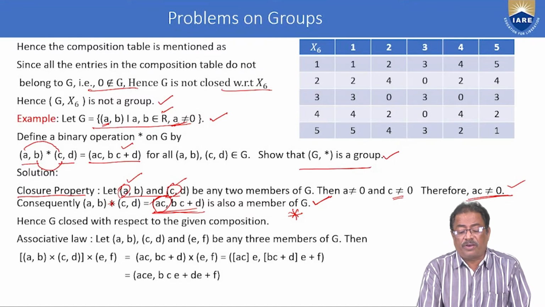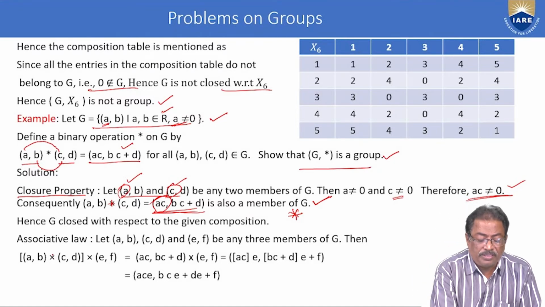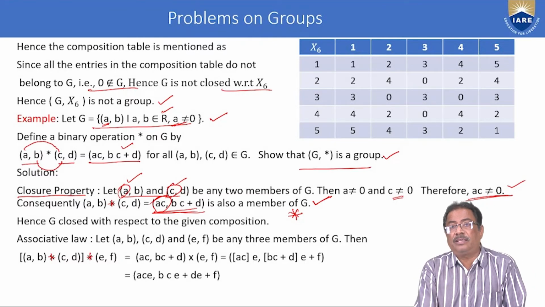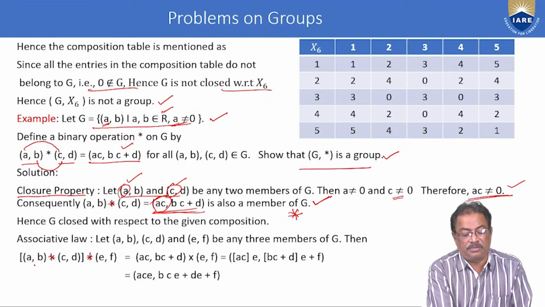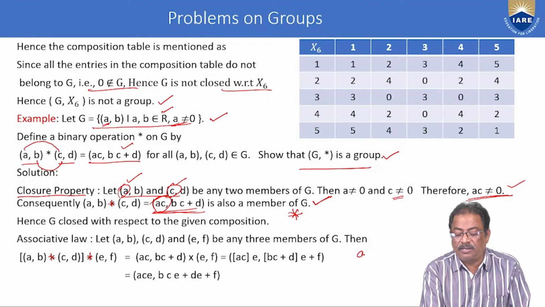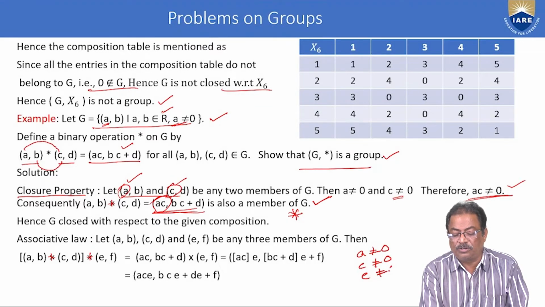Now we have to verify the associative law. For that we have to take three elements: A, B, C, D, E, F. Here A is not equal to 0, C is not equal to 0, and E is not equal to 0. Subsequently A into C into E is also not equal to 0.